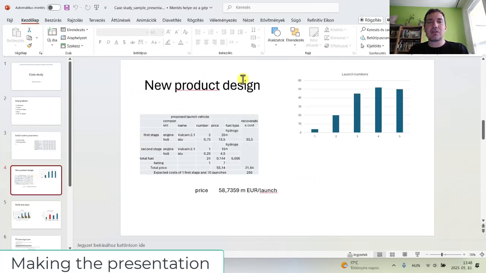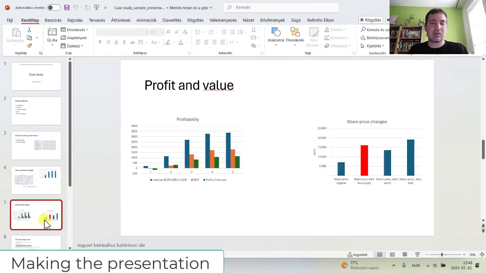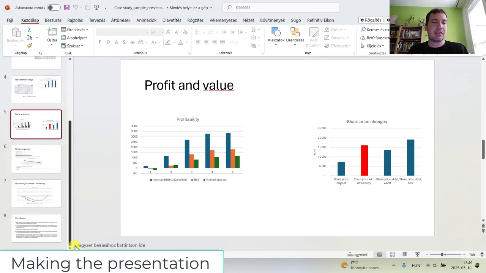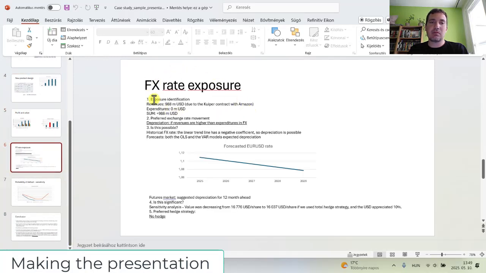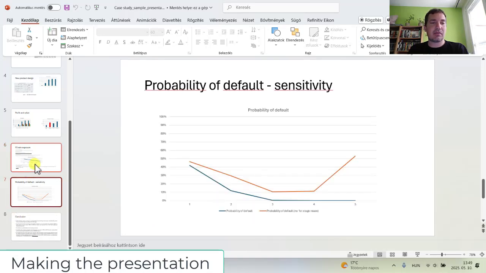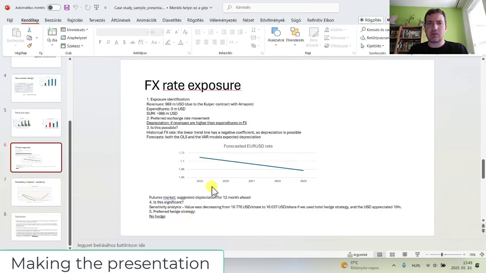Then, what matters the most? New product design, why, how, and under what conditions, and how it contributes to higher launch numbers and higher or lower prices. And then profit and value, so how profitability changes, and also how share price can change as well. And then we have to talk about the foreign exchange exposure. Yep, we have to tell this tale, and also we have to say that at the end of the day, what was the impact on value and profit? This is here, just maybe you can do it nicer.